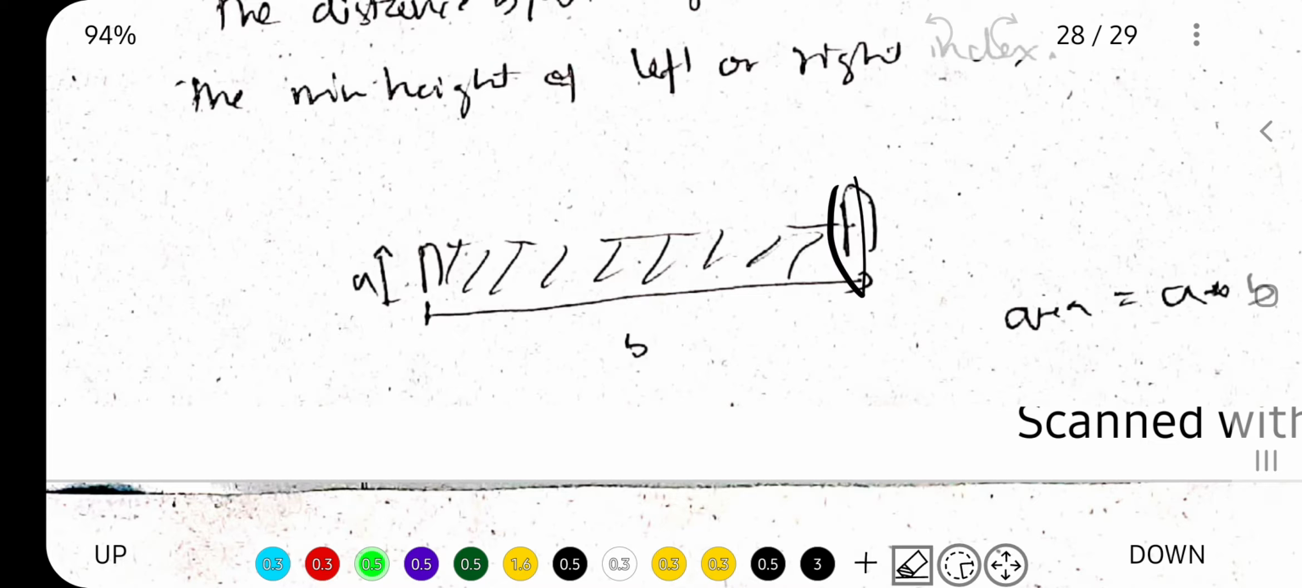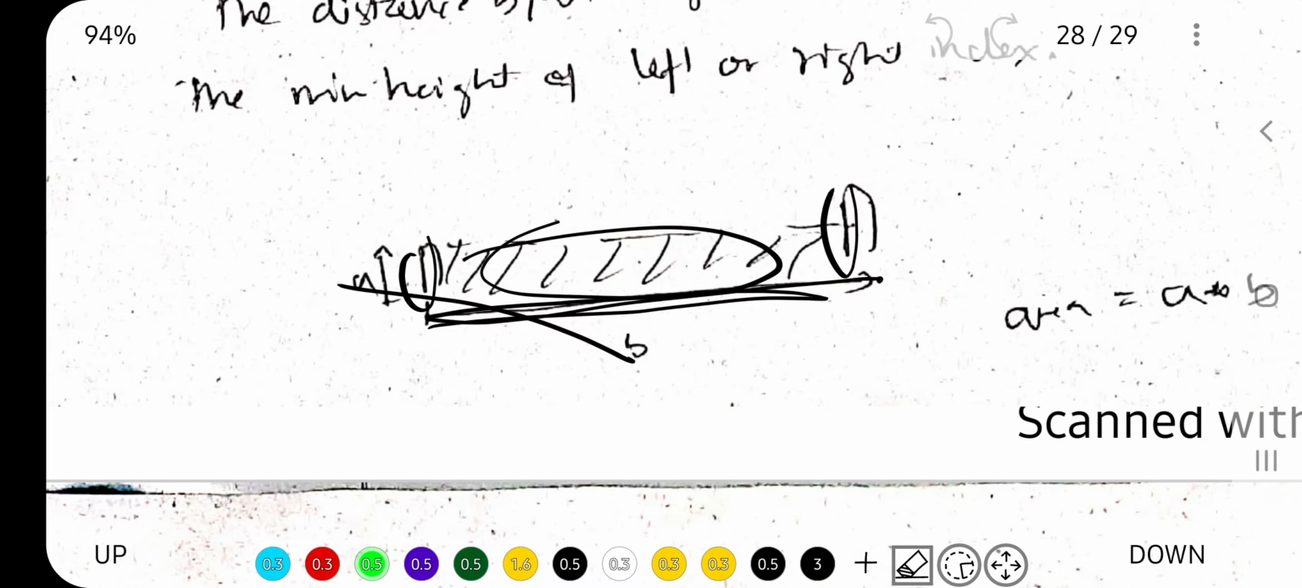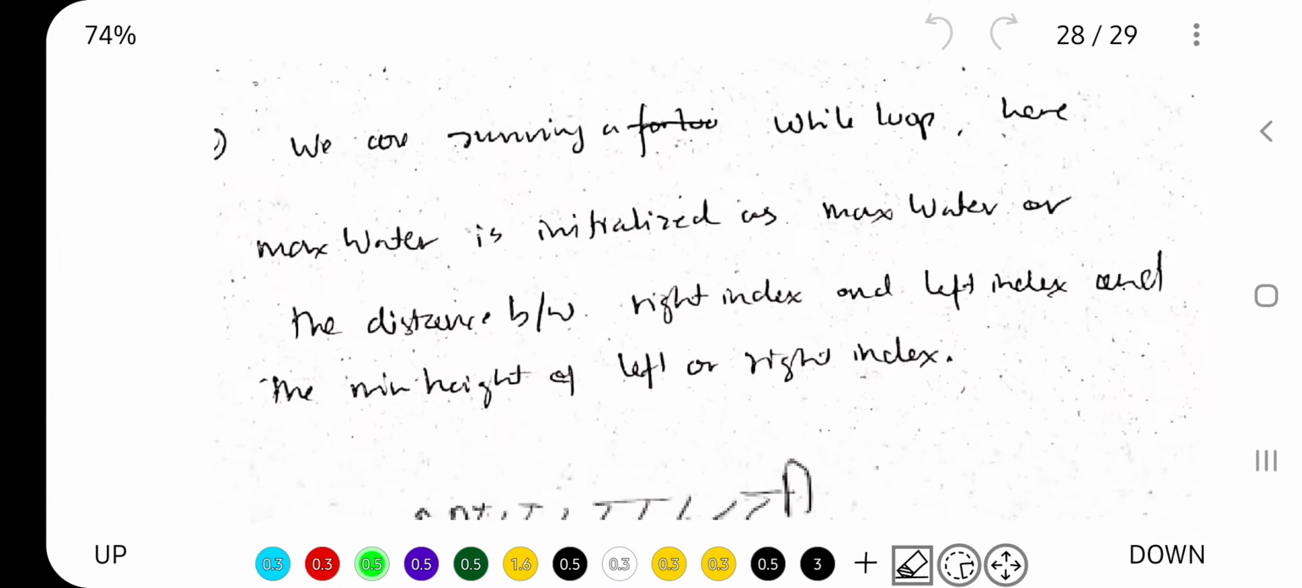If we choose the maximum height, it cannot store this much water, right? Because this height is not present, it will flow away here. So you have to choose the minimum among this one and that one, and the distance between these two. Multiply these both, you will get an answer here, and that answer will be stored in the max water.